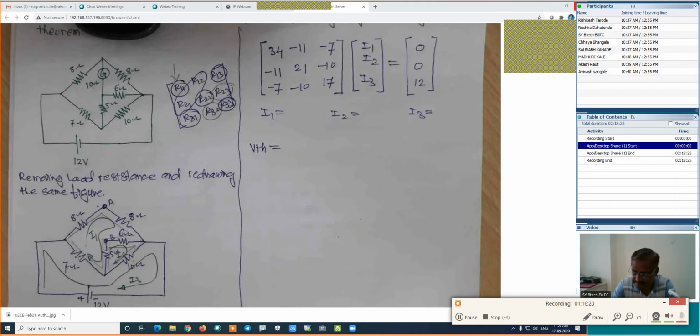Now find out I1, I2, I3 now, and then we will calculate the VTH. Use the matrix. I've used the calculator to solve these equations. I1, I2, I3. Find out these values.